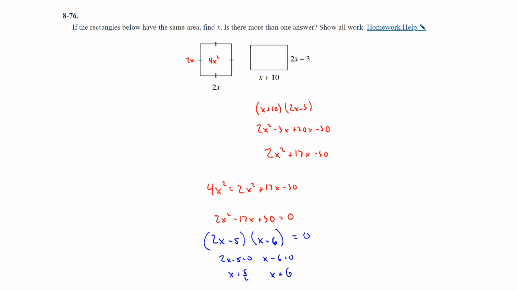So we did get two solutions. We got x equals 5/2 or 2.5. Or if you have x equals 6, then that would work also. And you can plug those in and check that the areas are the same.